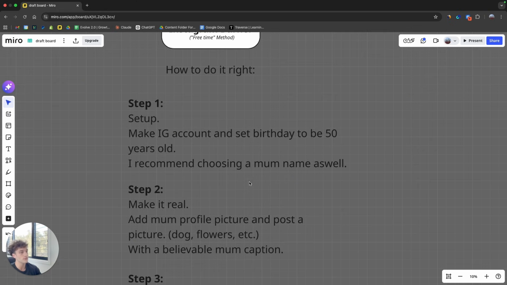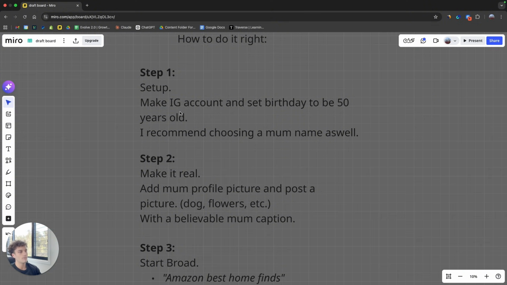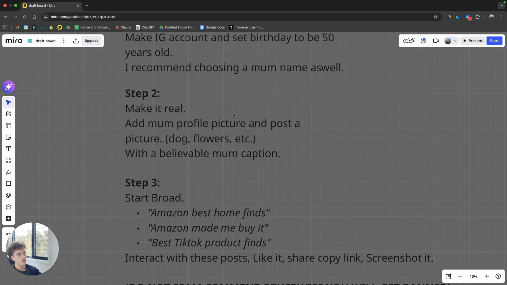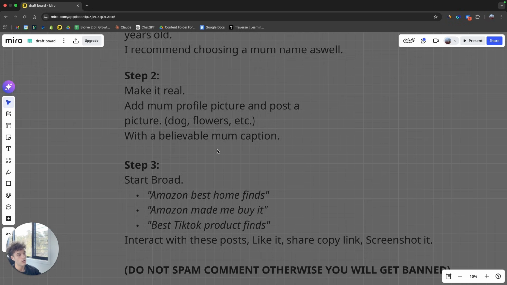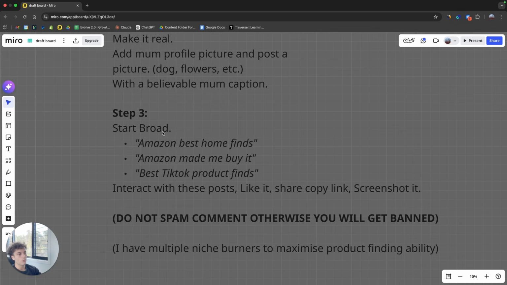So many of you go wrong with this as well. Step 1, set up an IG account and make your birthday around 50 years old. I recommend choosing a mum name as well. Make it real, add a mum profile picture, and post a random photo with a dog, flowers, whatever, with a believable mum caption. Step 3, you want to start broad with your searches.